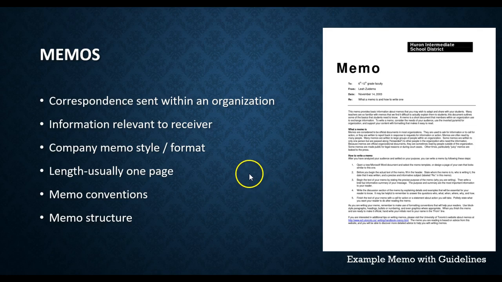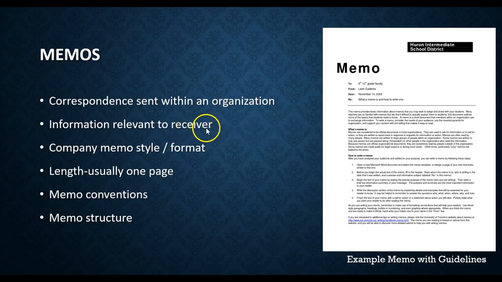The first type of correspondence we're going to look at is memos. This is correspondence within an organization. So you might send a memo to one or two people within an organization, or you might send it to everyone in the organization. But you don't send it to everyone if it doesn't apply to everyone. So a memo is sent only to the people to whom it applies.